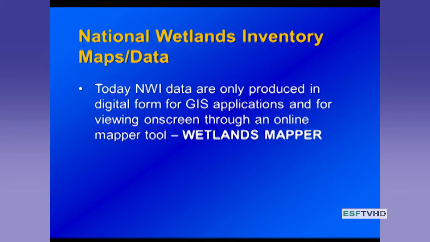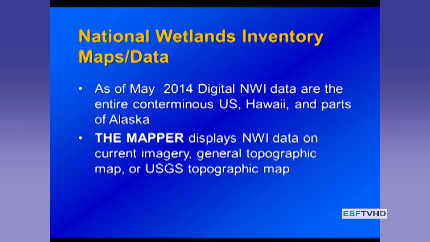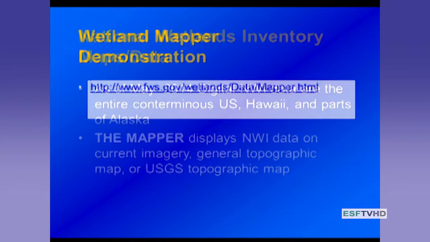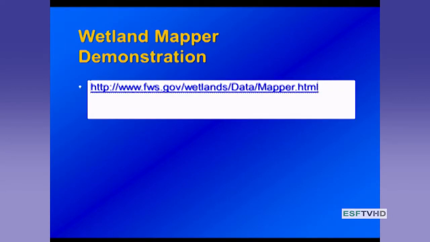It's available in digital form for GIS applications and viewing on screen through a tool called the Wetlands Mapper. As of May 2014, digital data were available for the entire conterminous United States, Hawaii, and parts of Alaska. The mapper displays the NWI data on current imagery, or it can be displayed on general topographic map information, or a USGS topographic map.